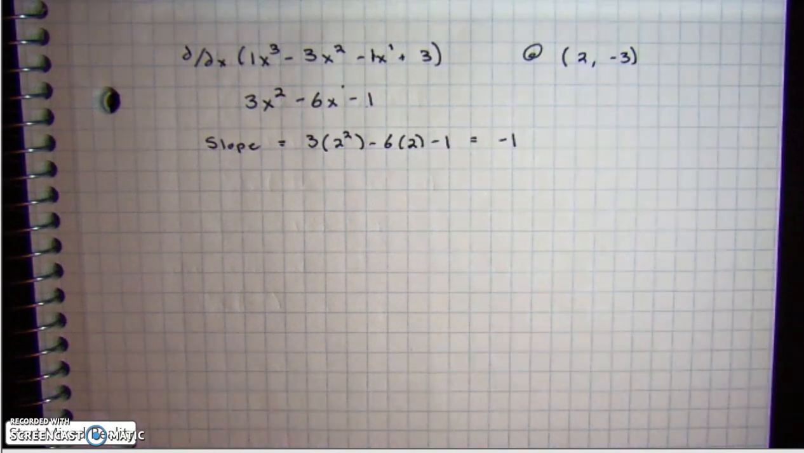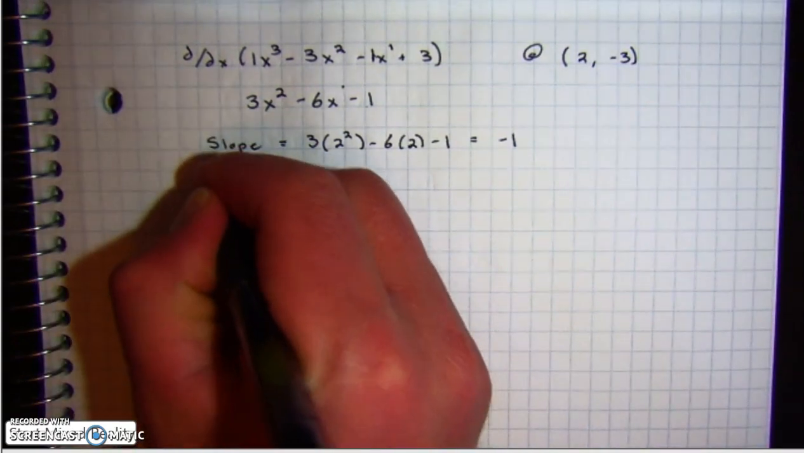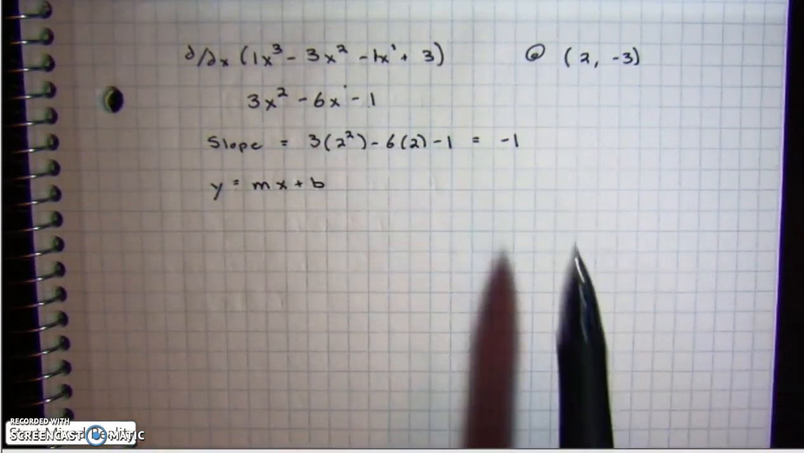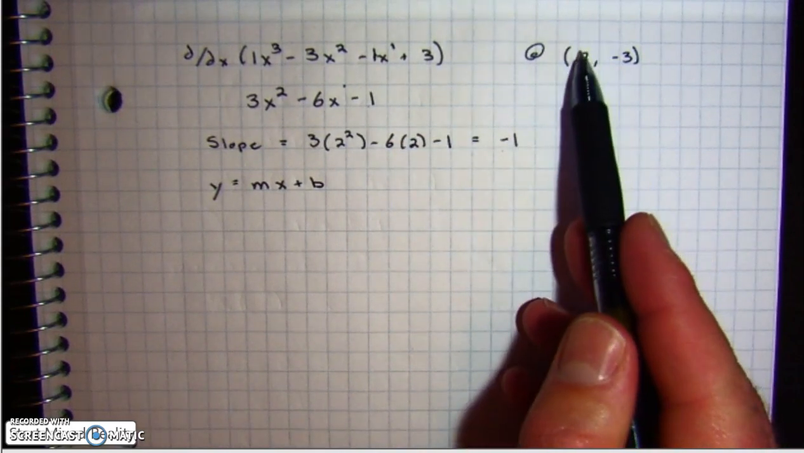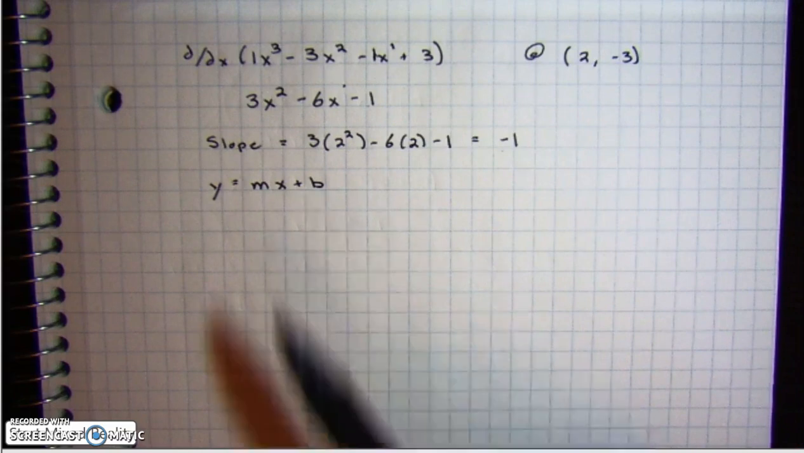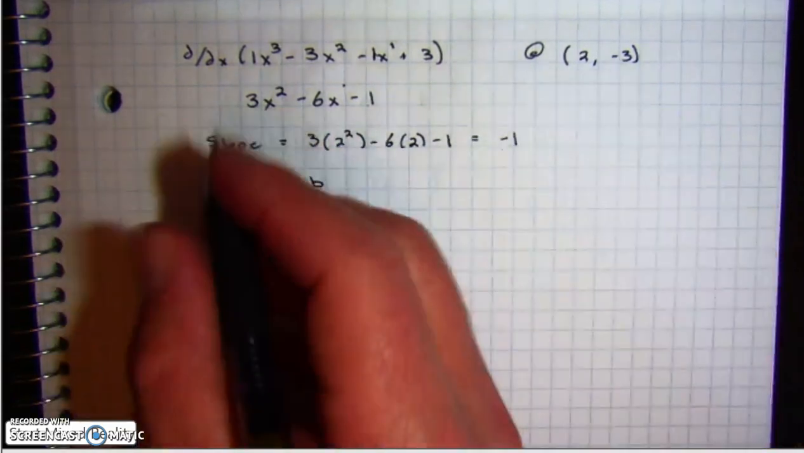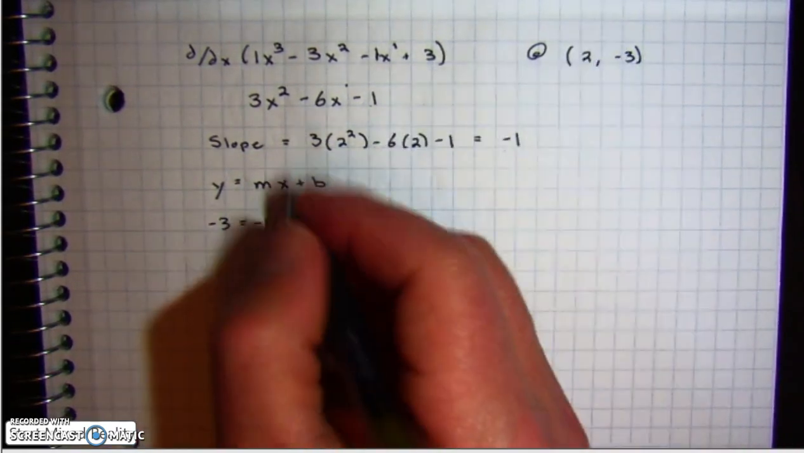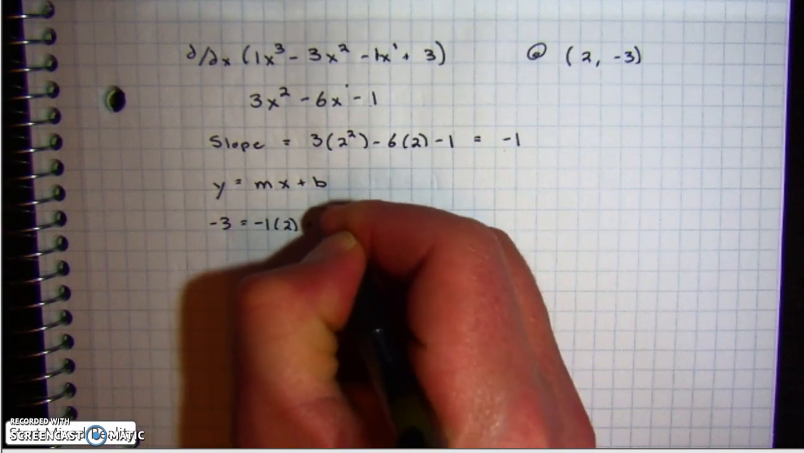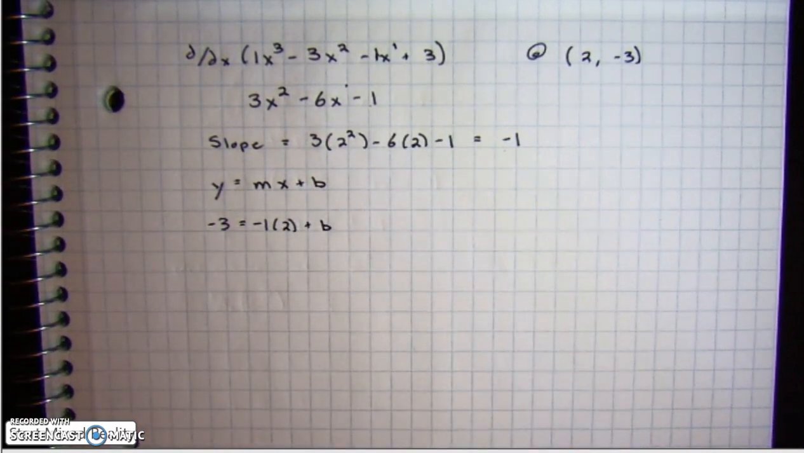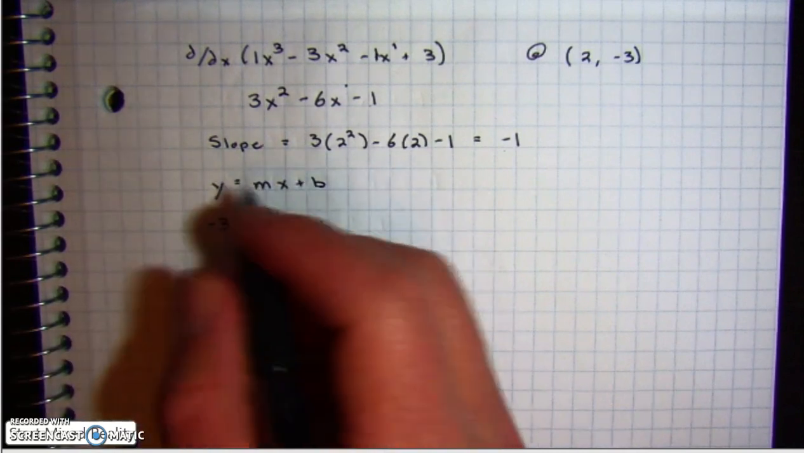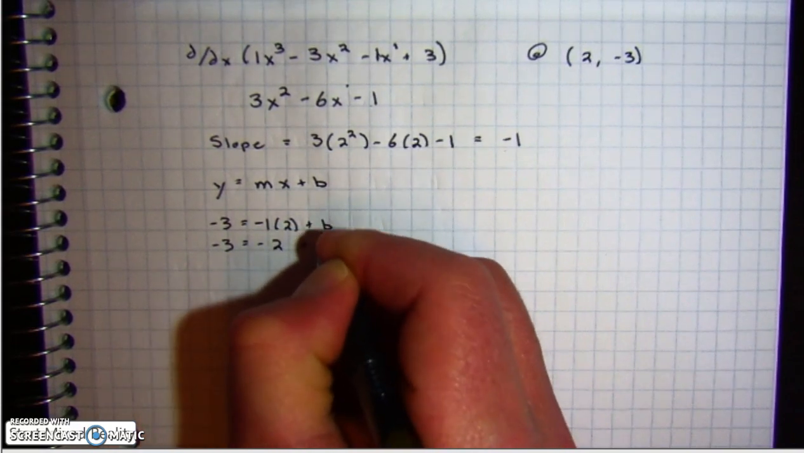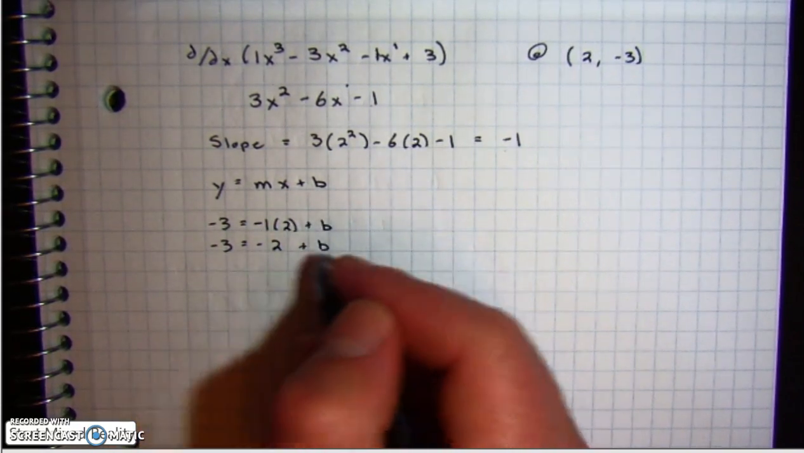All right, so we know our slope, and now we've got to put this into y equals mx plus b form. So we have an m, we have an x, and we have a y, and that's going to let us solve for b. So y is -3 equals -1 times x, which is 2, plus b. From here, it's just a little bit of algebra. We've got -3 equals -2 plus b. So we're solving for b, so we're going to add 2 to each side.